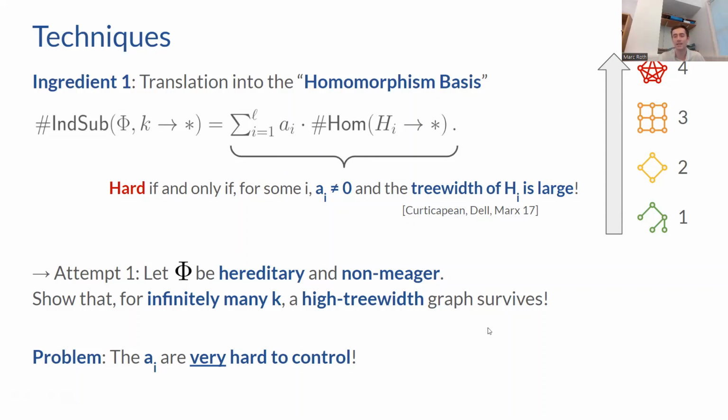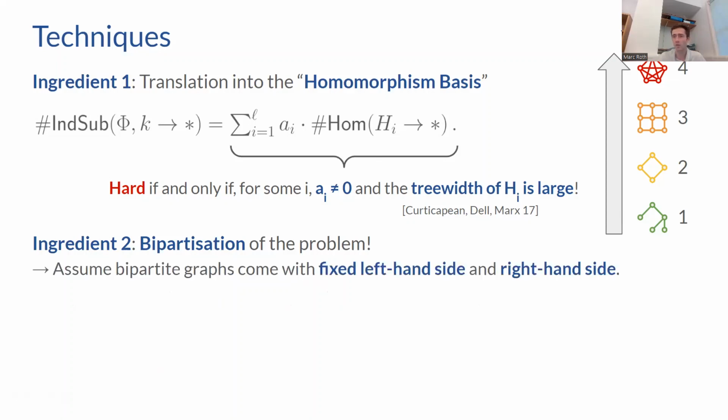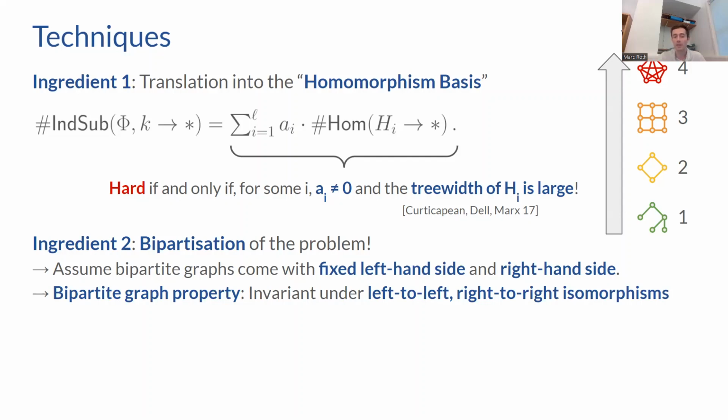And we instead took a sidestep, and this is our second main ingredient, which is the bipartization of the problem. So let me assume that bipartite graphs have a fixed left-hand side and a fixed right-hand side. And then a bipartite graph property is a function from bipartite graphs to 0 or 1, which is invariant under isomorphisms that map left to left and right to right.